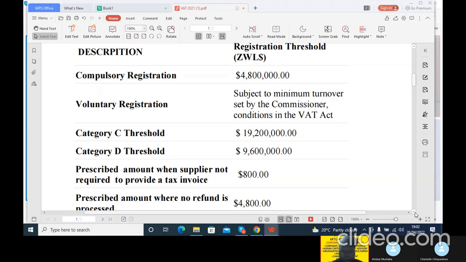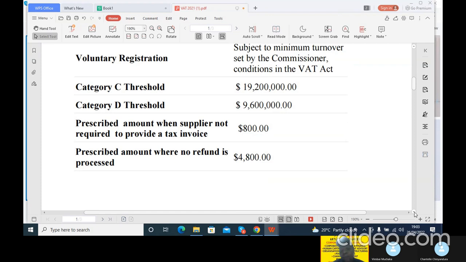As you shall notice shortly, a registered operator has to issue a tax invoice. If you sold goods of less than 800, there is no need to issue a tax invoice. And as you shall also notice, VAT payable cannot be refunded. If the VAT is less than 4.8, the refund will not be processed; it will remain credited to your account.